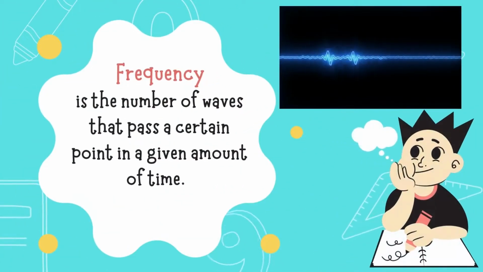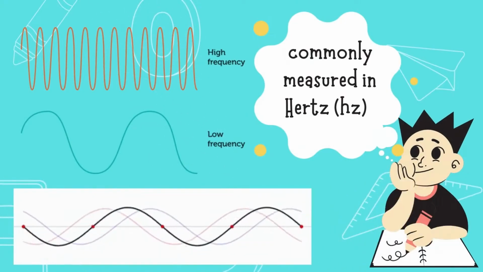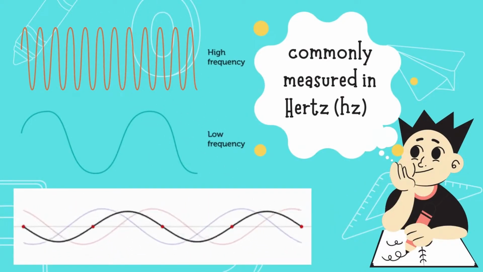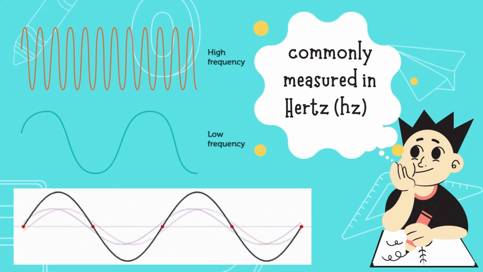The frequency is the number of waves that pass a certain point in a given amount of time. It is commonly measured in hertz. A high frequency wave possesses high energy, while a low frequency wave possesses low energy.